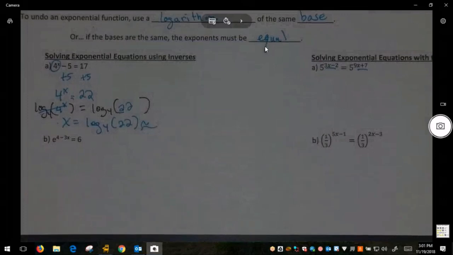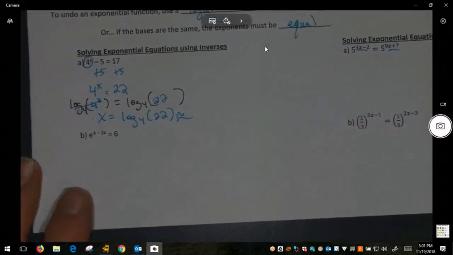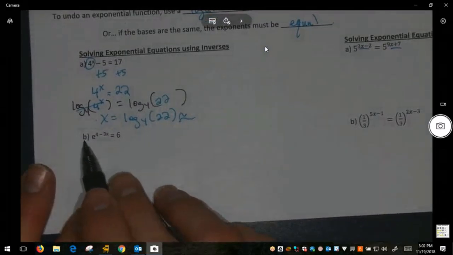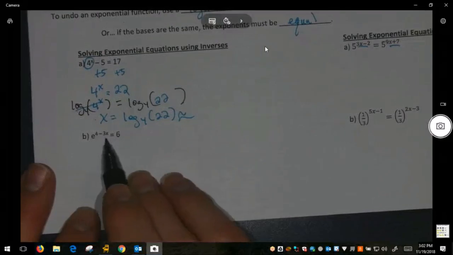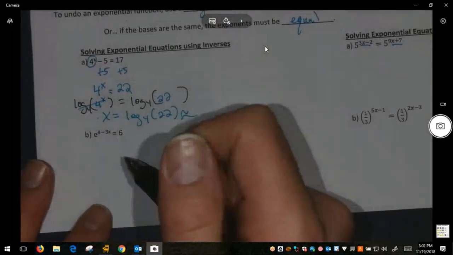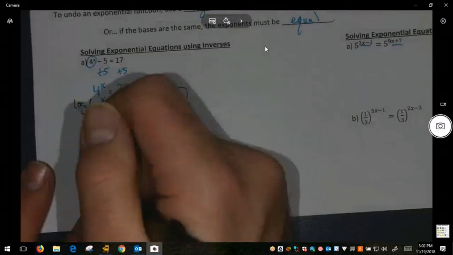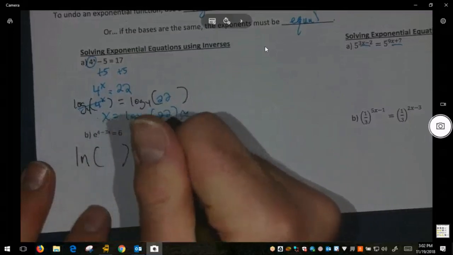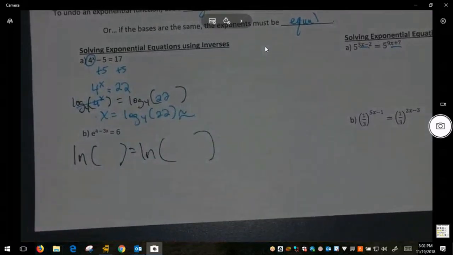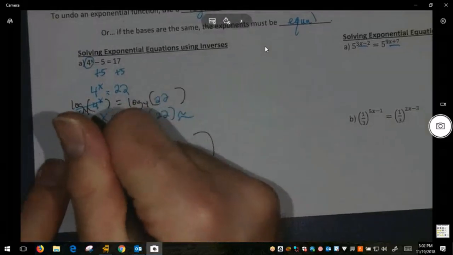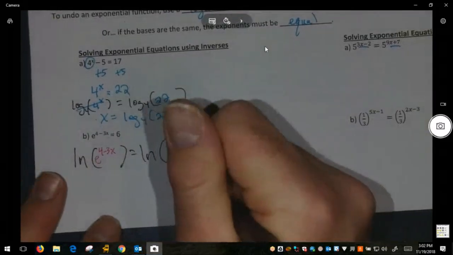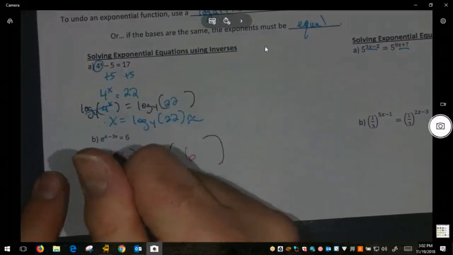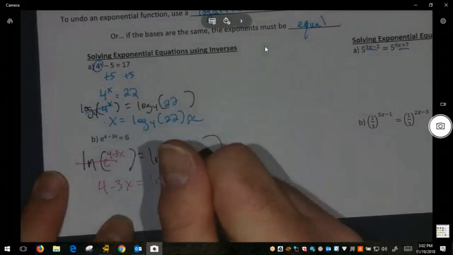We have another problem like this. It's this problem right here, letter B. It only has one base on one side, so we need to isolate that base. If there was anything multiplied by it or added outside of the exponent, like down here, we would need to get rid of that first. Since we've got the base and exponent isolated, we're going to undo the exponential function. The base is e, so we're going to use natural log on both sides. So this will be the natural log of e to the 4 minus 3x equals the natural log of 6. On our left-hand side, using the inverse property, we now have 4 minus 3x equals the natural log of 6.